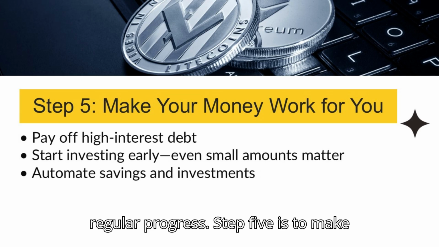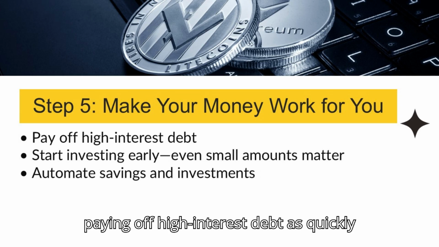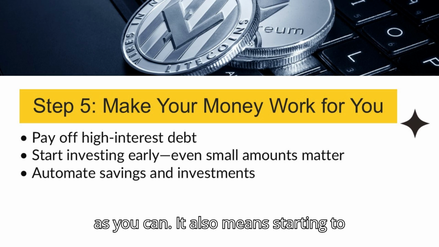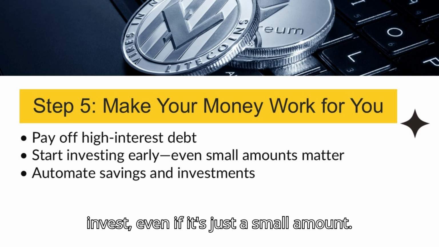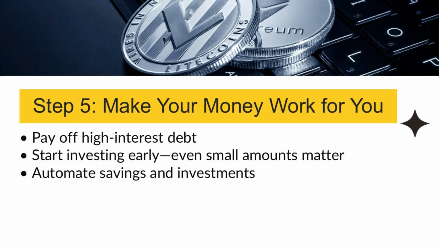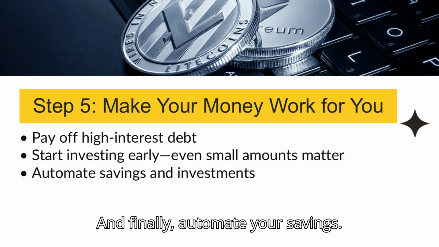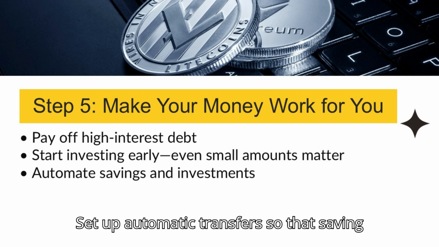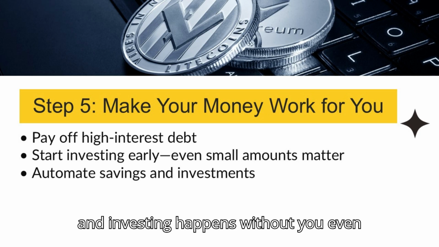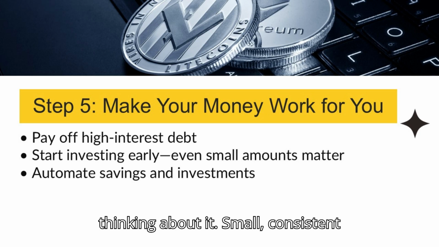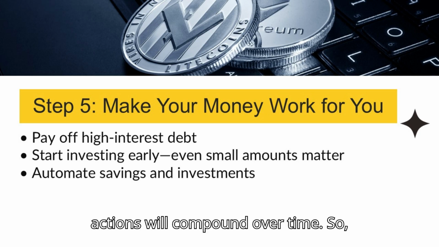Step 5 is to make your money work for you. That means paying off high-interest debt as quickly as you can. It also means starting to invest, even if it's just a small amount. And finally, automate your savings. Set up automatic transfers so that saving and investing happens without you even thinking about it. Small, consistent actions will compound over time.